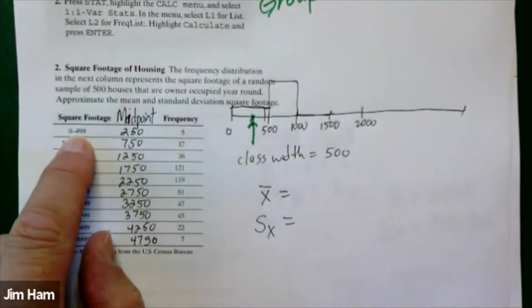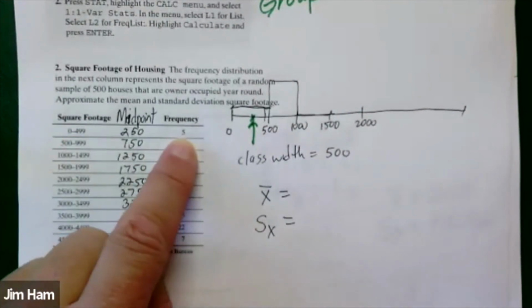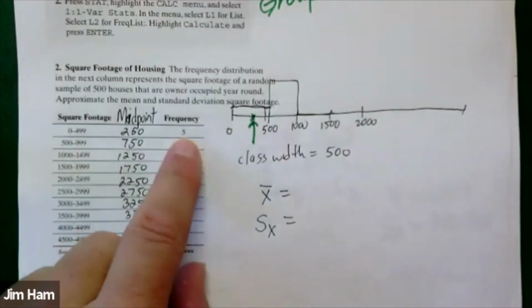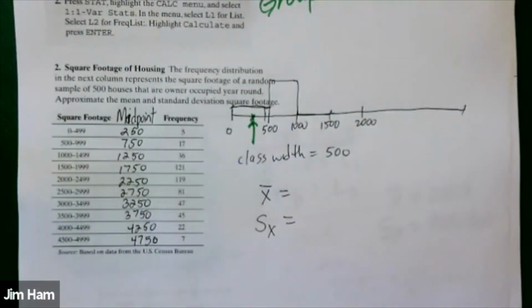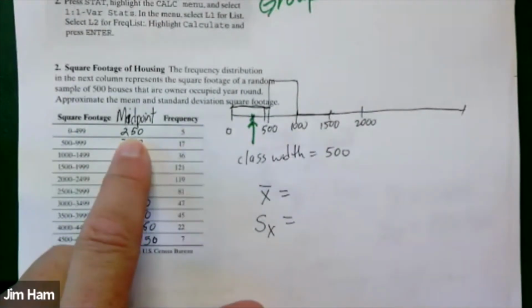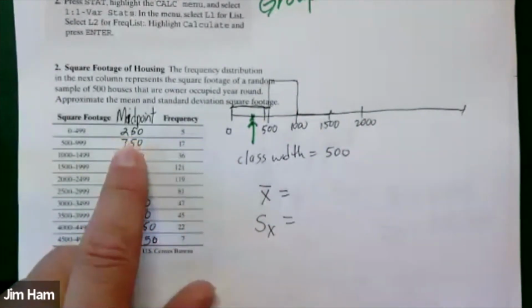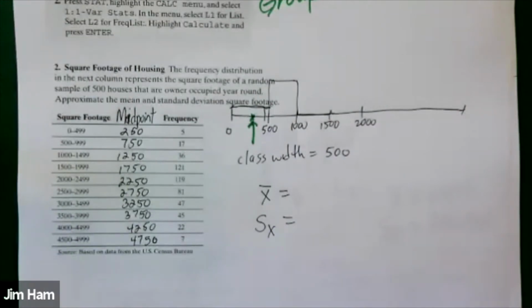We don't know what the data values are between 0 and 499, but we do know that there are 5 of them. Those data values are probably widely dispersed in that class between 0 and 499. You might have a real tiny house that's 100 in that group that counts for one of these, and then you might have some others that are close to 500. But here's an assumption that we make as we estimate the mean. We're going to assume that all 5 of those data values in this first class are exactly 250. When we calculate the mean, we have to sum up all the data values. So it's going to be approximately the same if we multiply 5 times 250, the number in the middle, as if we actually added up the 5 data values.